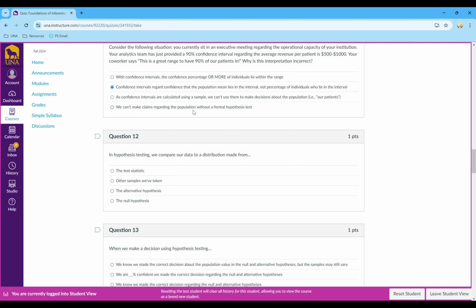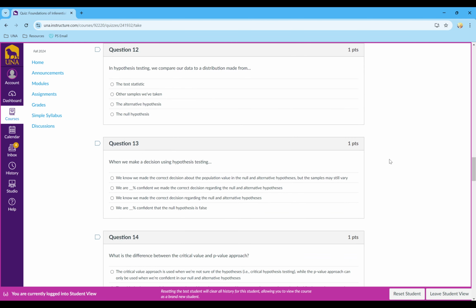Confidence intervals do too. Formal hypothesis tests are for decision making, but again, we can use confidence intervals for decision making too. These are two sides of the same coin. Remember, they both use the same core components within them. And so again, these are just two sides of the same coin.